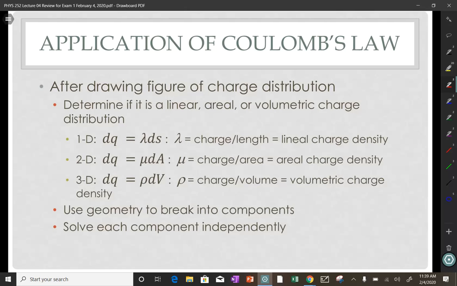If it's on a sheet, like a piece of aluminum foil that has charge on it, then it would be areal because it has negligible thickness. And if it's on something that is not negligible in thickness, that's the volume. So you have to use the right one for your work. You could always go to the volumetric one and say this dimension is approximately 0 and get to the others. But why do extra work?